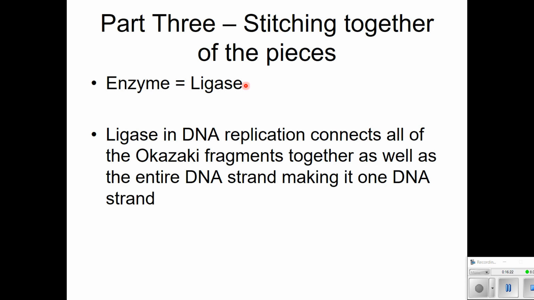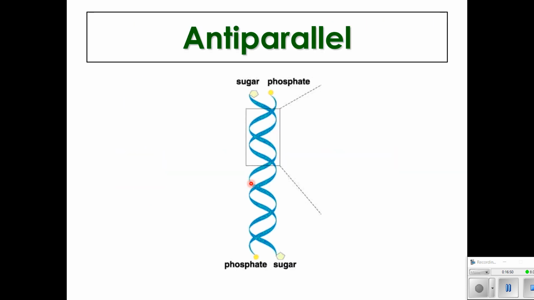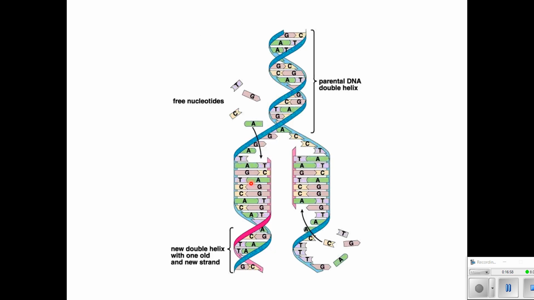Lastly, part 3, stitching the pieces together. The enzyme known as DNA ligase is an enzyme that, as this process wraps up, will help connect all those Okazaki fragments together. So ligase in the replication process will connect all the fragments together so that the entire DNA strand is one continuous DNA molecule with no breaks. The molecule, remember, will be anti-parallel. This is why you have to copy the strands in different directions.